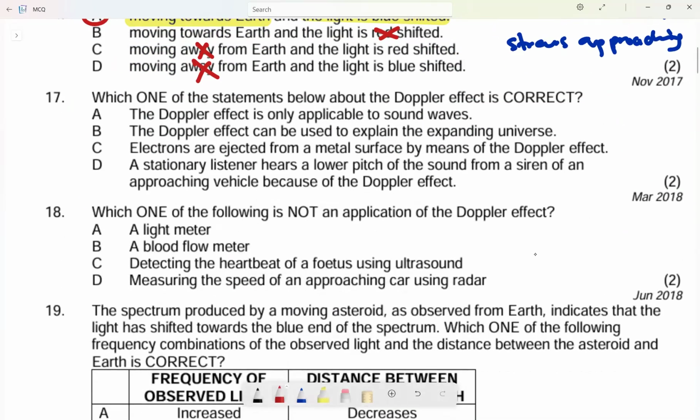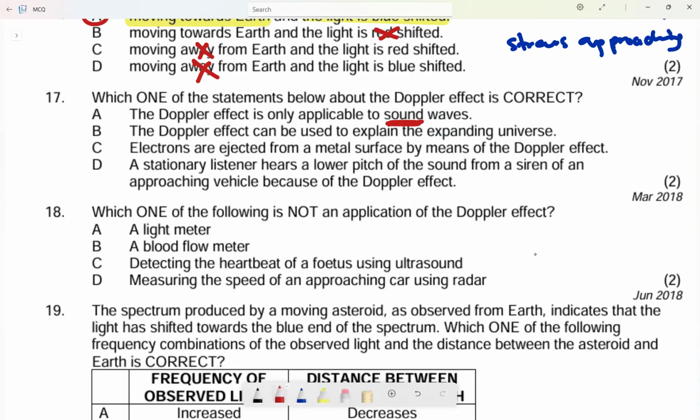Question 17. Which one of the following statements about the Doppler effect is correct? The Doppler effect is only applicable to sound waves. No, it is not only applicable to sound waves, because if it were only applicable to sound waves, we wouldn't know if the stars are moving towards us or away from us. So it is not only applicable to sound waves.